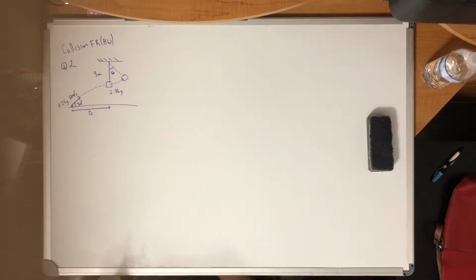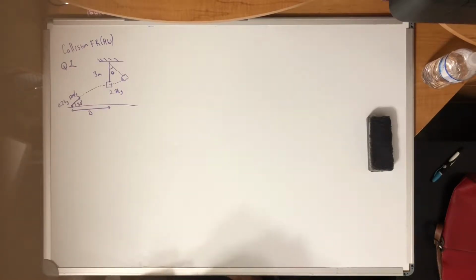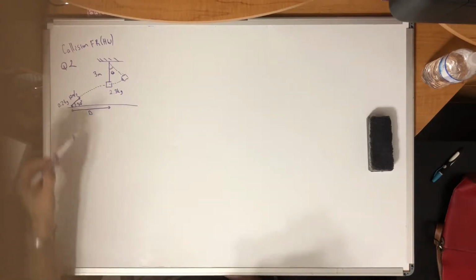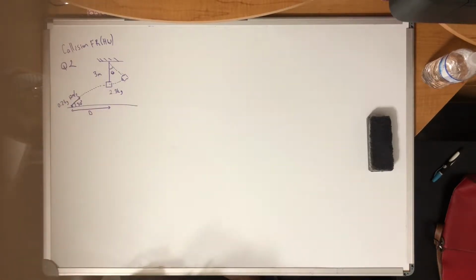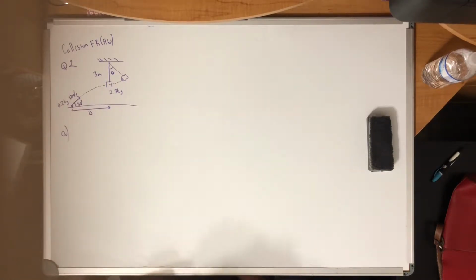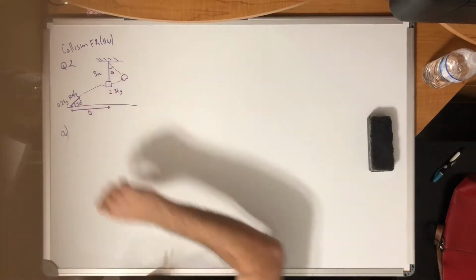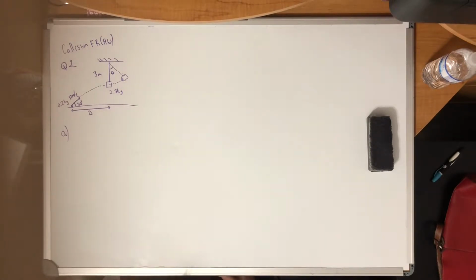You have 0.2 kilogram of clay, and then you have another object suspended from a 3 meter length string, and it's also 2.3 kilogram. As you see, this clay is launched with 12 meters per second at an angle of 30 degrees. In part A, what they ask for is the distance that it's going to go on the horizontal axis. And this point is known as its highest location.